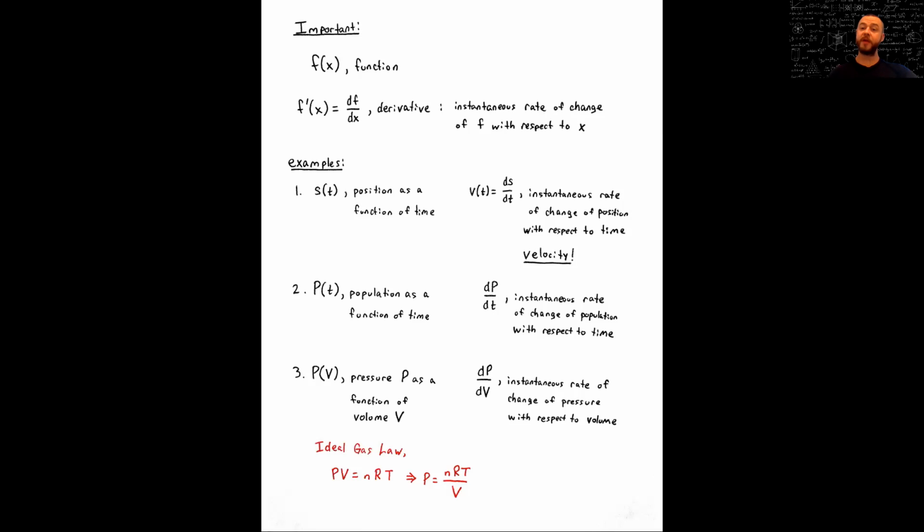Okay, now the only thing we're going to need for our calculus course is the idea that if P represents the pressure as a function of volume, dP over dV, or in other words, the derivative of pressure with respect to volume, that now represents the instantaneous rate of change of pressure.